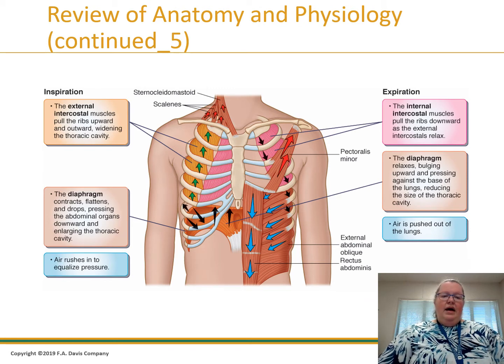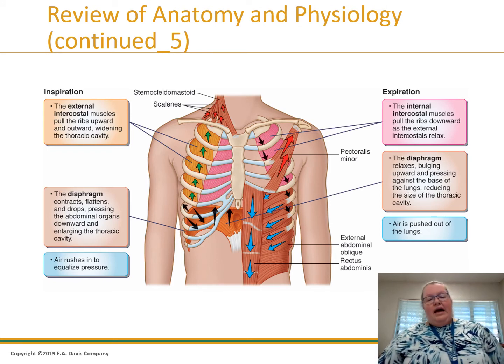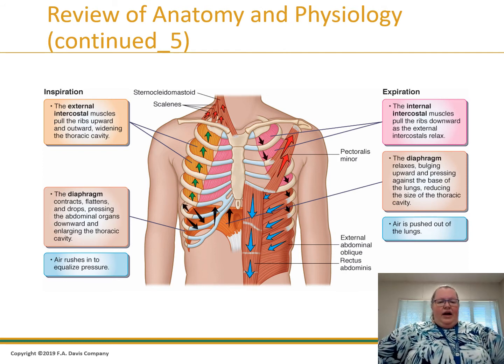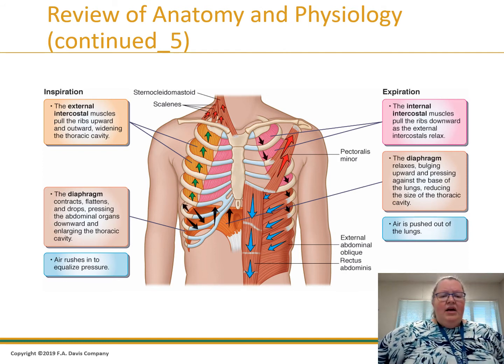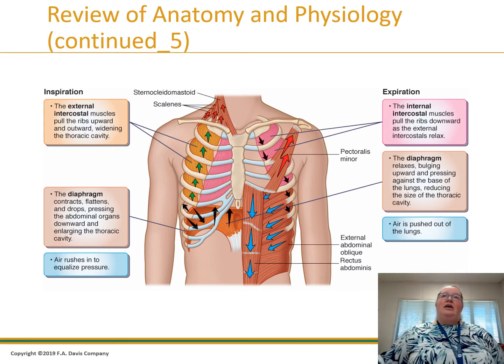So now we have inspiration. The external intercostal muscles pull the ribs upward and outward, widening the thoracic cavity. And then the diaphragm contracts, flattens, drops, pressing the abdominal organs downward, enlarging the thoracic cavity. Air rushes in, equalizing the pressure. So as we expand the lungs, we are putting pressure on the rest of our body parts to allow that to happen.